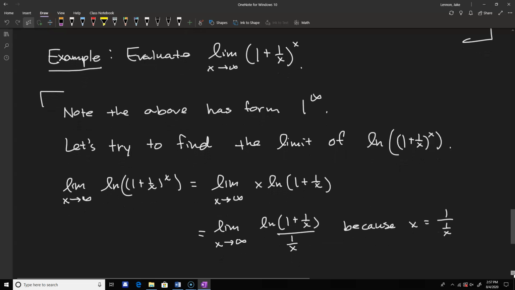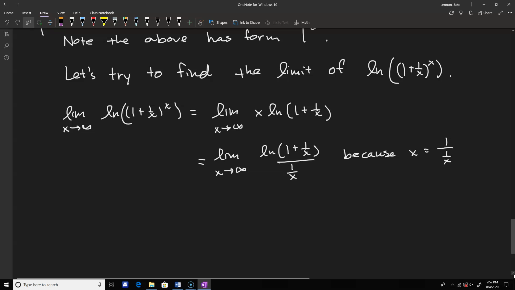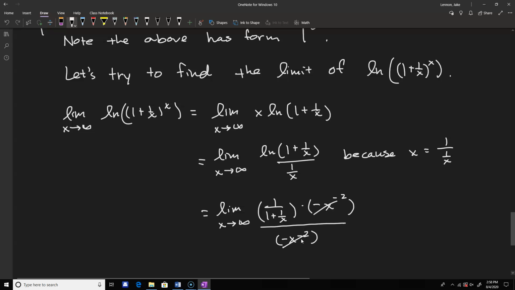Okay, so what has that done for us? Well, we know the top is going to the natural log of 1, which is 0, and now the bottom is also going to 0. So we are in the form 0 over 0, so L'Hopital's rule will apply. So this is going to be the limit as x goes to infinity of, on the top, the derivative of the natural log, which is 1 over 1 plus 1 over x, times the derivative of the inside, which is the derivative of x to the negative 1, which is minus x to the negative second power. And then on the bottom, we're going to get the same thing, because we're just taking the derivative of 1 over x, so we're getting minus x to the minus 2. So those go away, and this limit is essentially just evaluating to 1.